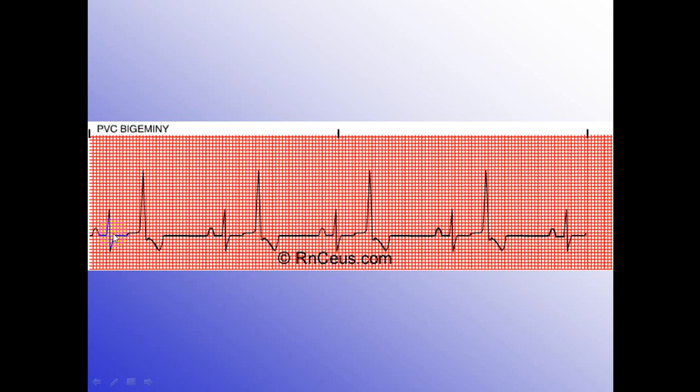What follows is a beat we don't expect here, so it is premature. The P wave is abnormal, maybe buried here in the QRS complex. And the QRS complex is wide and bizarre. And the ST-T wave is in opposite polarity: this upward, this downward, this upward, this downward.